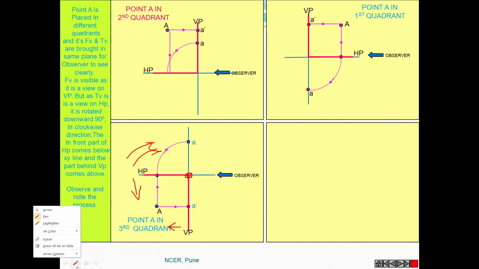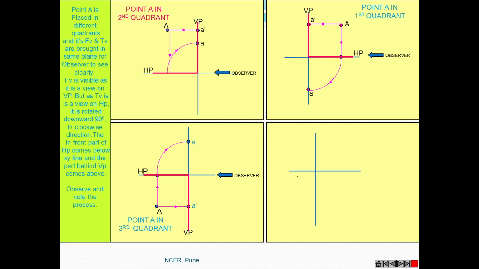Okay. Now we are moving towards the point in the fourth quadrant. A point in the fourth quadrant means below the HP and in front of the VP. So the front view is again below the XY line and the top view is on the horizontal plane. After rotation of the horizontal plane in the clockwise direction, the position of the top view is also below the XY line. And comparing to the second quadrant, where front view and top view are above the XY line, for the fourth quadrant, front view and top view are below the XY line.